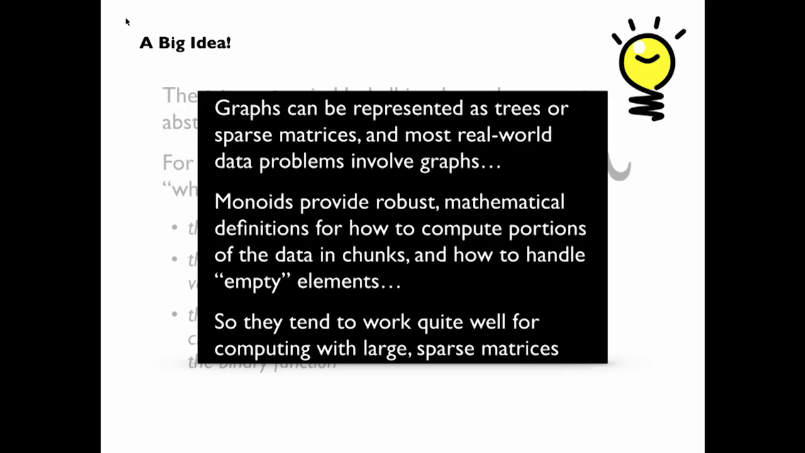So, computational thinking alert. We can take graphs and represent them as, say, trees or sparse matrices. And frankly, a lot of data problems end up being represented as graphs. Then we can use monoids to define robust mathematical definitions for how to compute portions of some large set of data, but compute it in chunks. In particular, we can have very formal definitions for how to handle the empty elements. So if you've got a big graph or a sparse matrix, you know how to handle the empty parts very quickly. In fact, you can just slam them all together because of the mathematical properties.